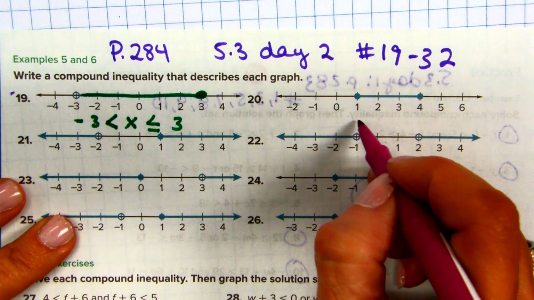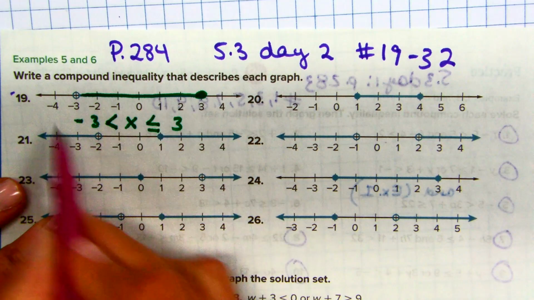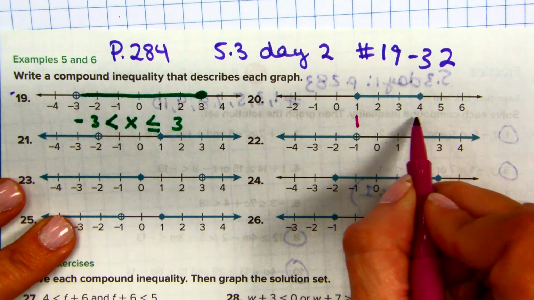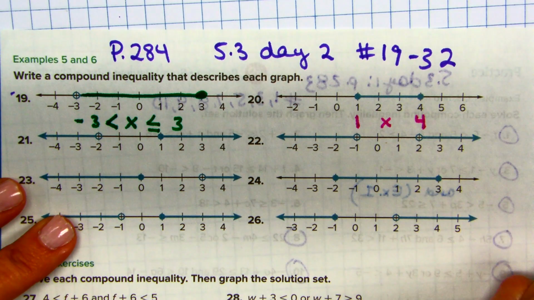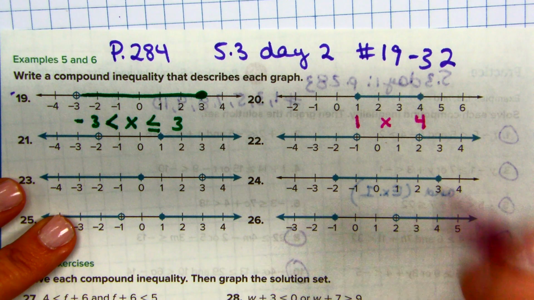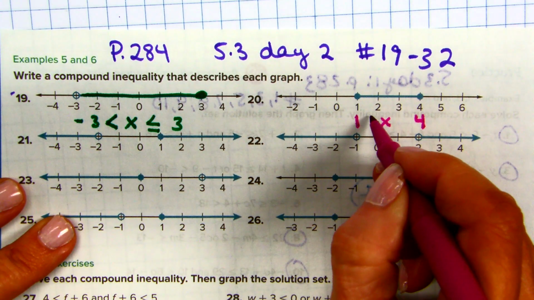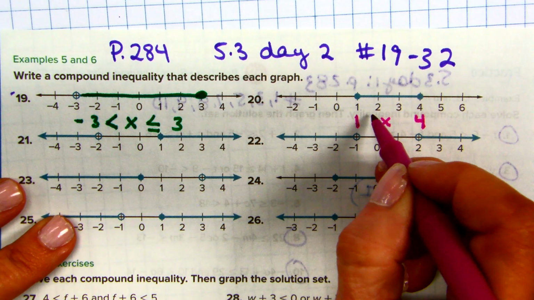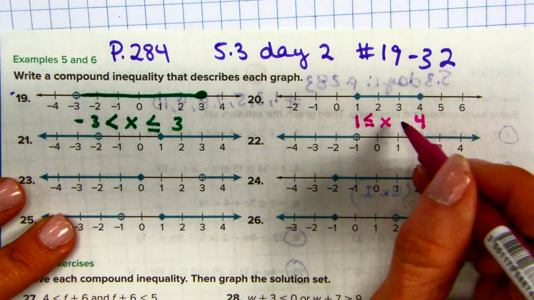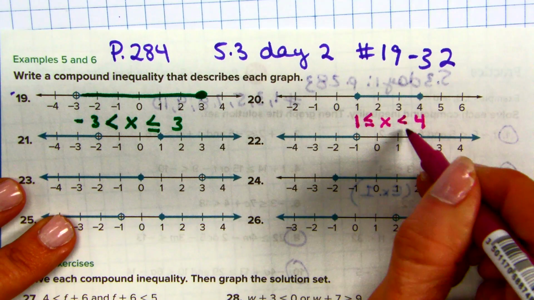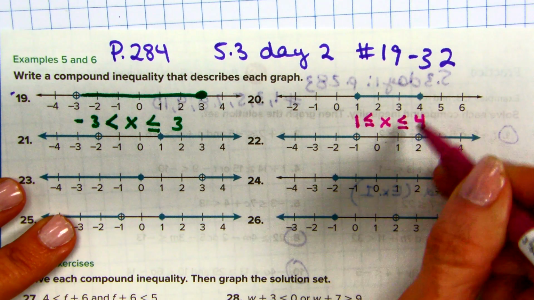So 20, another and, so I'm going to write it the same way. Put your numbers, pick your letter, arrows go to the left, inequality symbols go to the left, decide if it should have an equal sign under it. What about the 1? Yes or no? Yep. Put a line under it. On the 4, are we going to have it? Yeah, because it's filled in.